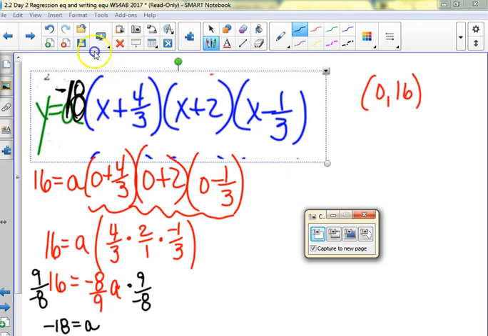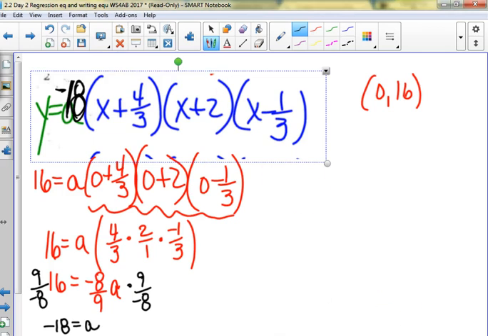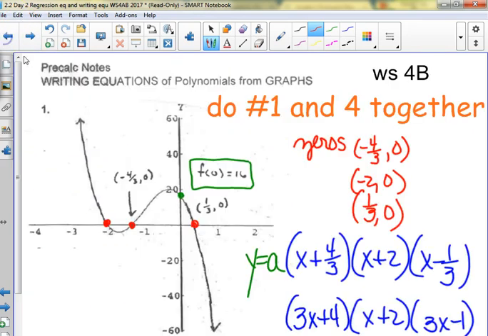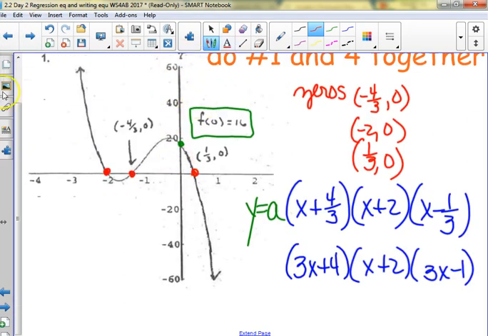All right, let's try Anthony's question. What is the leading coefficient going to be right now, guys? Just -18, right? Because all the rest of these are just x, x, and x. Okay. Let's try this one.